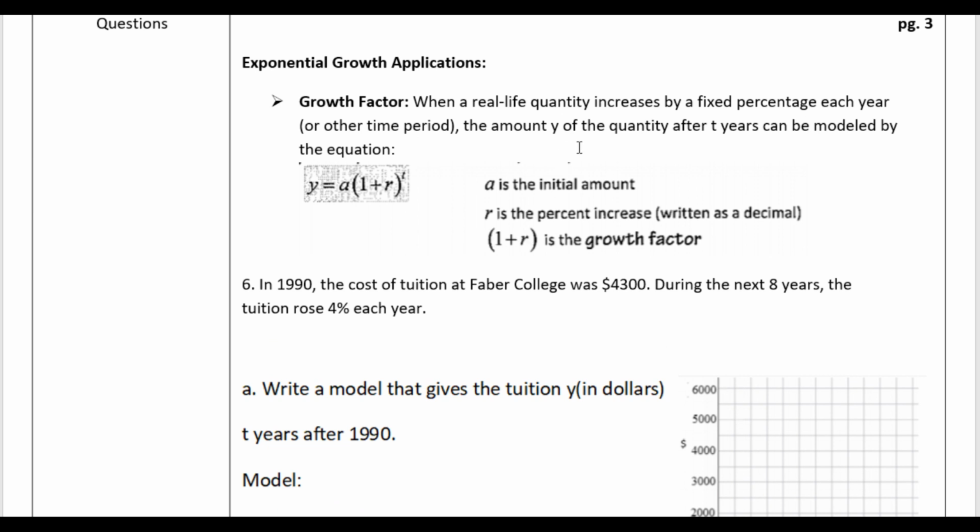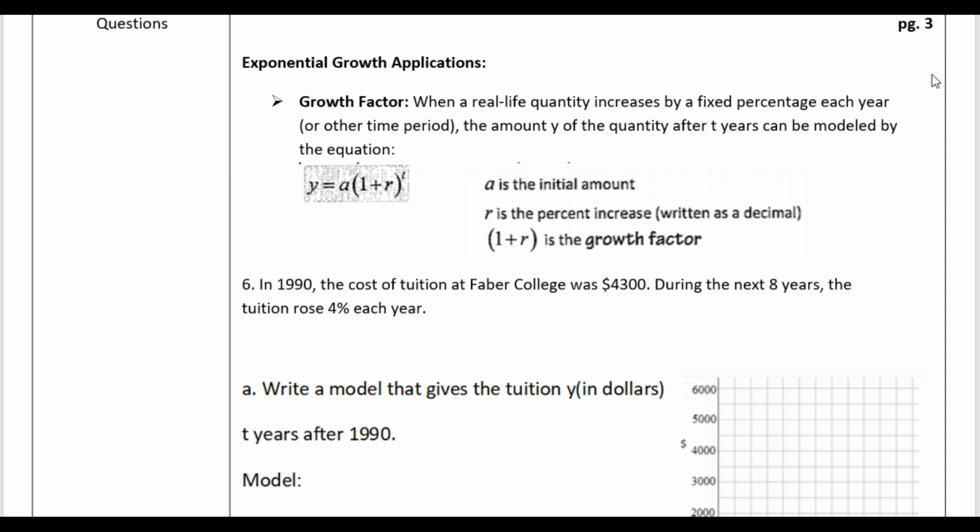So now we're looking at exponential growth. So how do we apply this stuff essentially? How do we apply this in terms of growth factor? So when a real life quantity increases by a fixed percent each year, the amount y after t years can be modeled by the following equation. So this is our equation. This is the generic equation whenever you have growth in applications. So A is what you start out with.